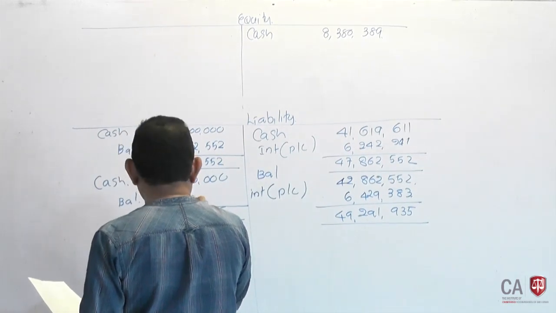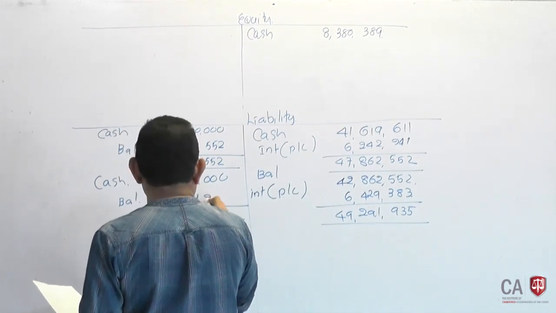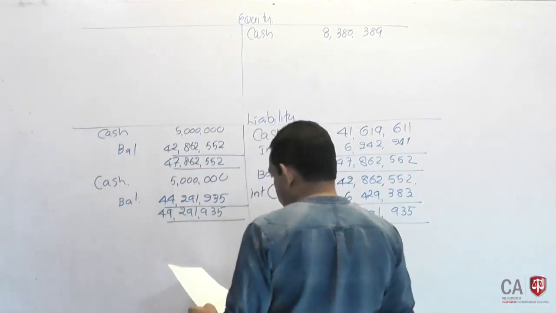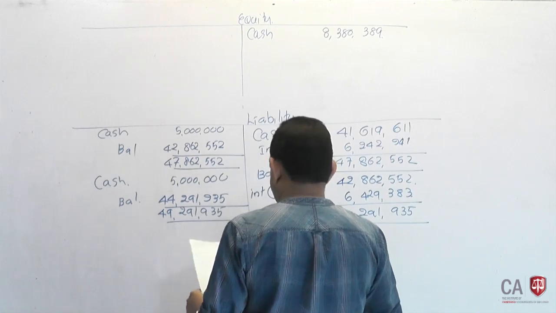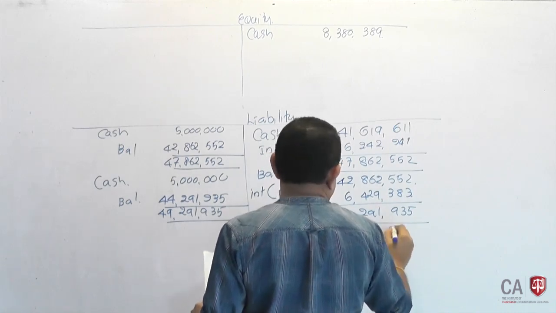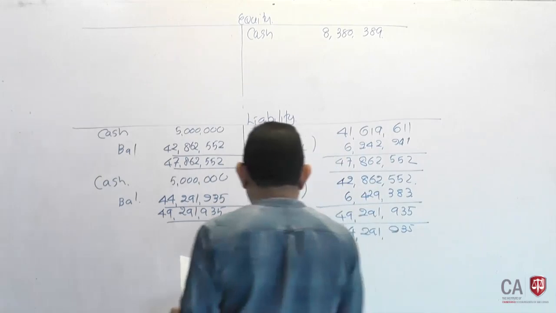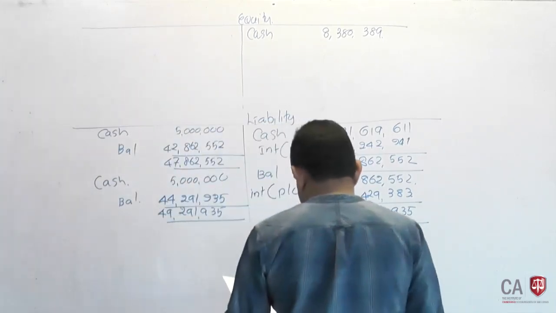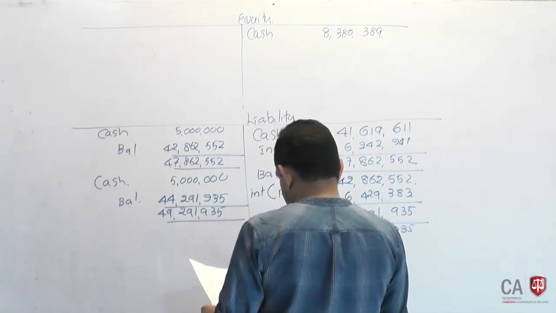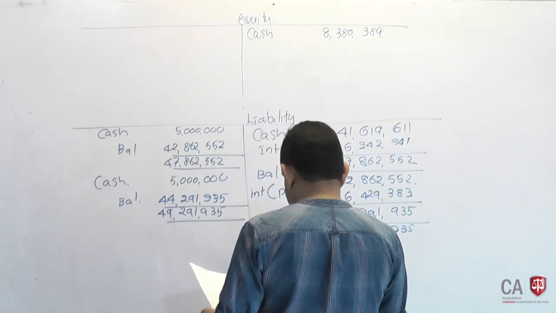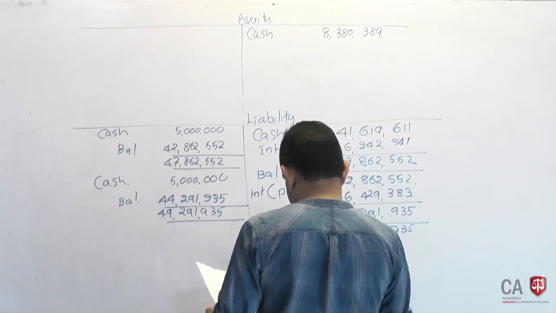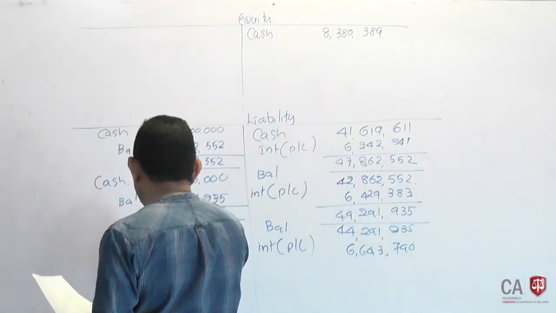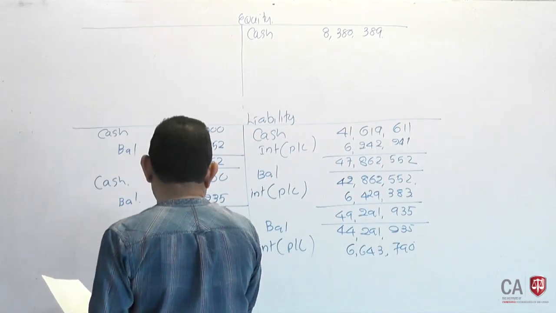44,291,935. At the beginning of the third year, 44,291,935. Then interest for the third year, 6,643,790, and let us pay interest now in the third year. It is 5 million.